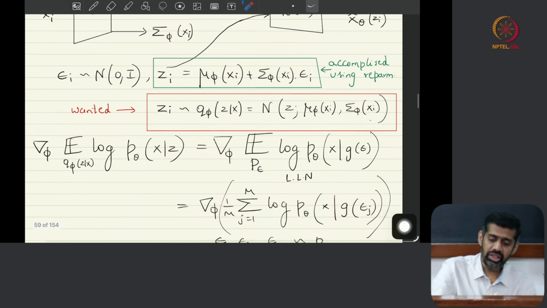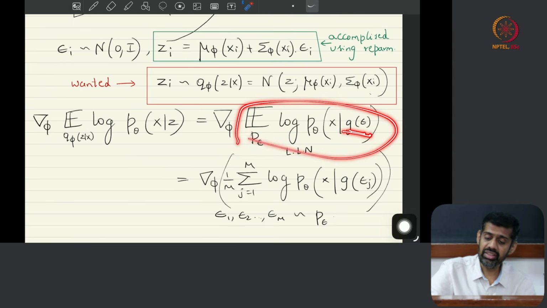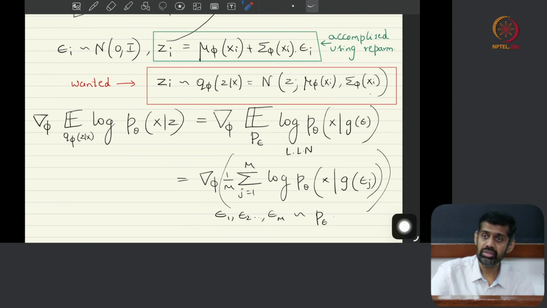Once we have it, then we have to compute this thing, which is what our gradient is. Now the gradient of the expected value of log of p theta of x given z is now the gradient of the expected value of log of p theta of x given g of epsilon, because my z is now g of epsilon. We have computed this, and now this expectation can be approximated using the law of large numbers, where the samples are the samples of epsilon, not the samples of z. Do you see this? Because the expectation is with respect to p of epsilon now.